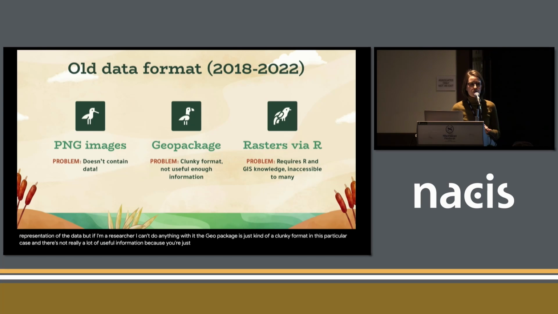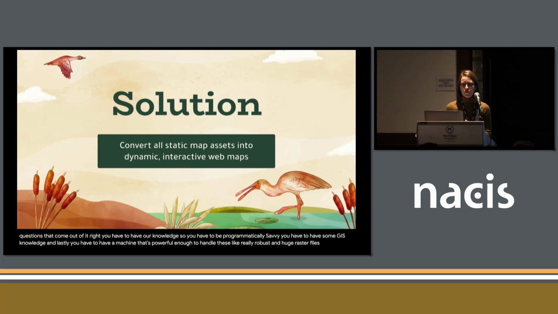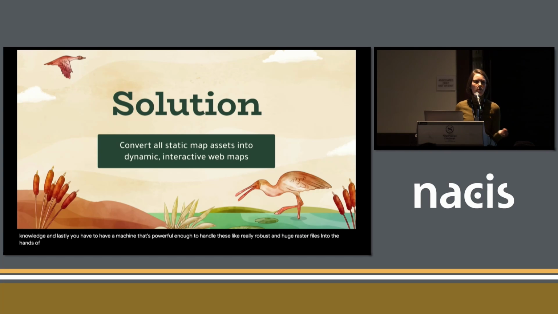And lastly, and most problematically, by having the underlying data only available via R, you're excluding huge swaths of people from being able to access this data or even see if there are any interesting research questions that come out of it, right? You have to have R knowledge, so you have to be programmatically savvy. You have to have some GIS knowledge. And lastly, you have to have a machine that's powerful enough to handle these really robust and huge raster files. So we want to get this information into the hands of as many people as we can.